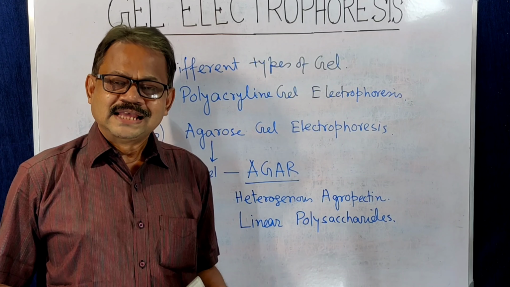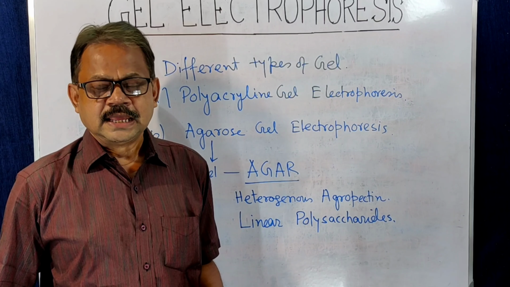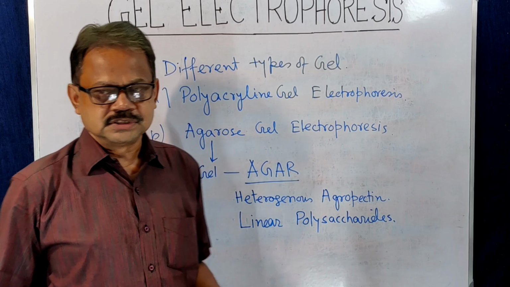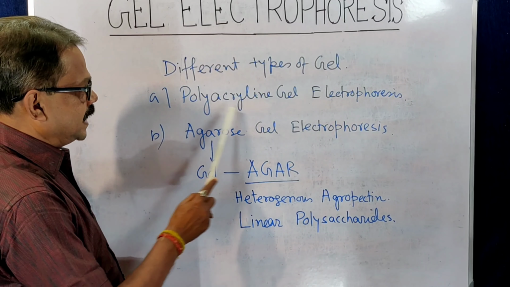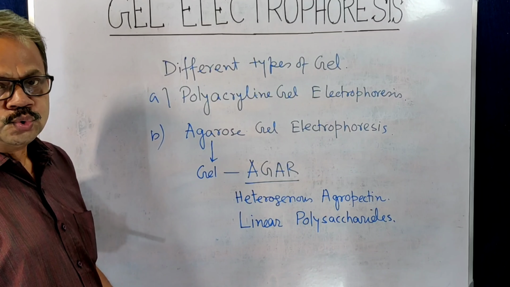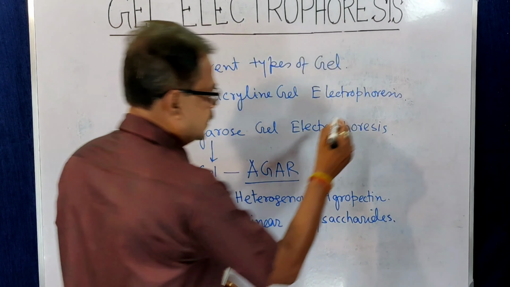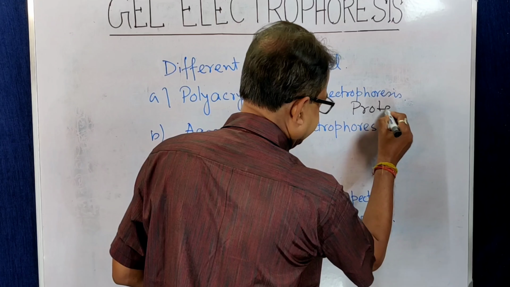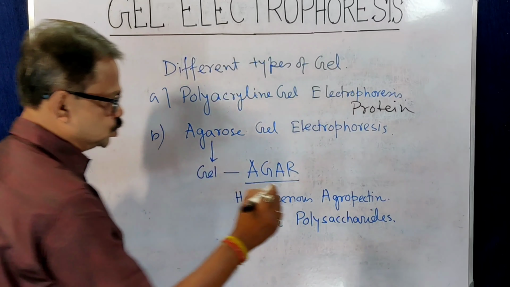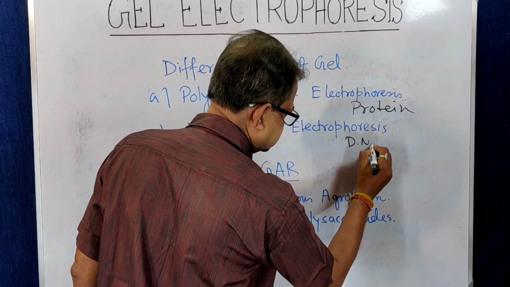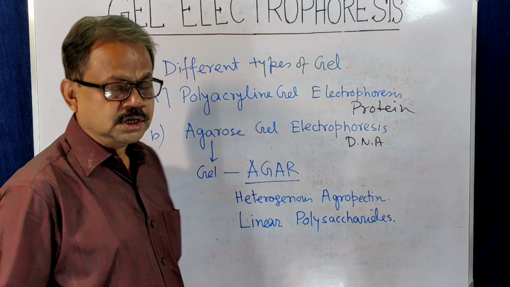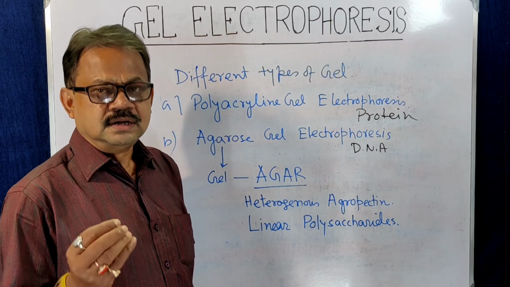As I told you, gel is used here as a matrix. Different types of gels are used in gel electrophoresis. Some are polyacrylamide gel electrophoresis, which is used to separate proteins. Next, agarose gel electrophoresis, which is used to separate DNA fragments. So here we are going to describe agarose gel electrophoresis, because here we are dealing with DNA.